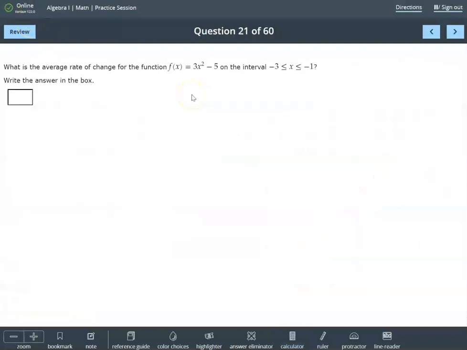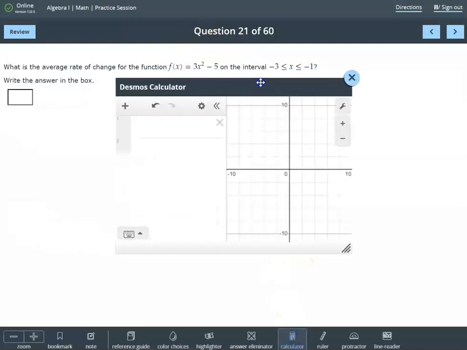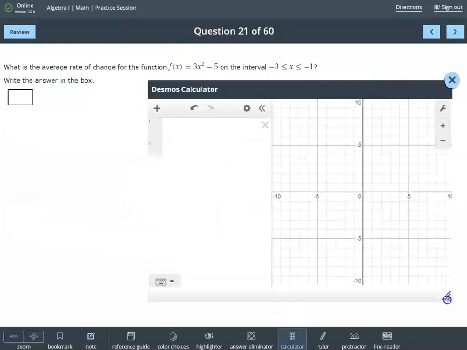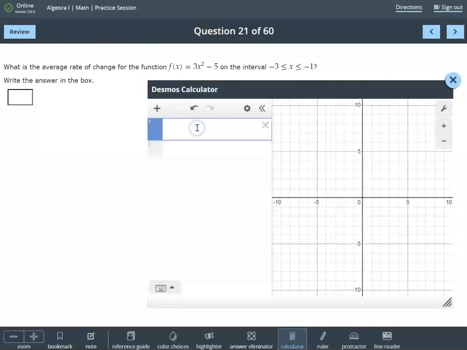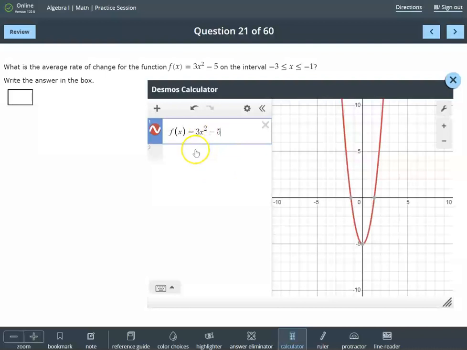The next problem we're looking at is question number 21. We're asked for the average rate of change of a function on an interval. So open your graphing calculator. Let's move this over. And I'm going to first type in the function. So it's f of x equals 3x squared minus 5. Now we're using the interval from -3 to -1.